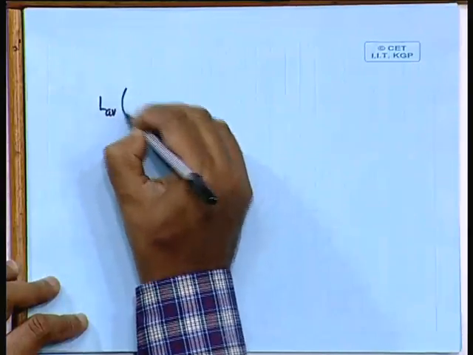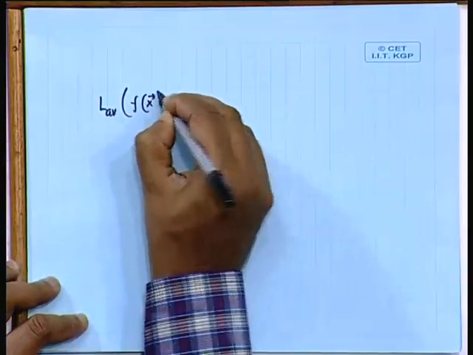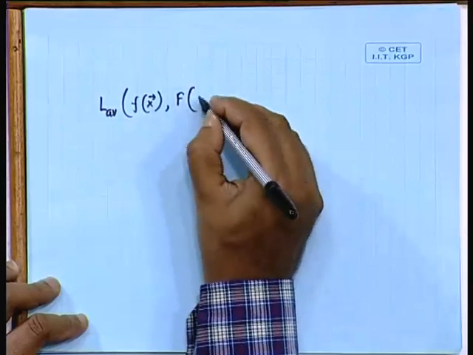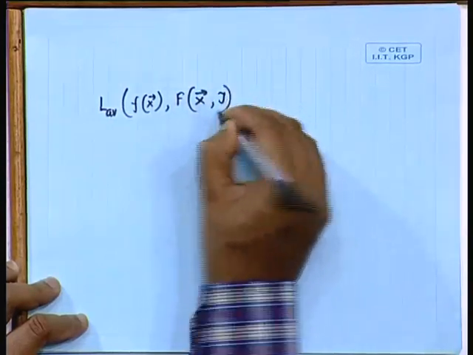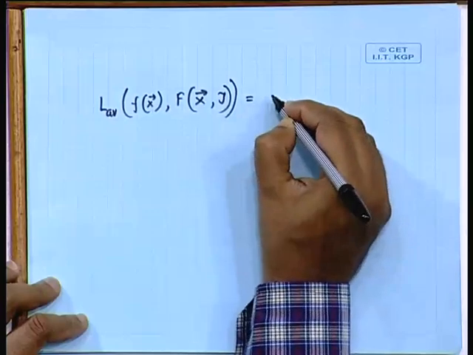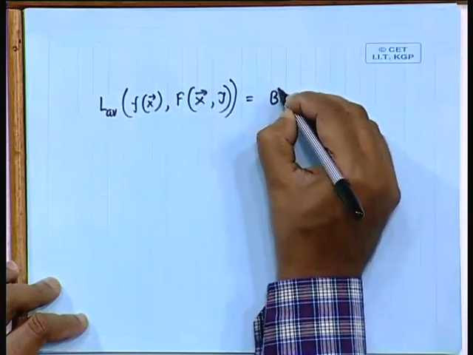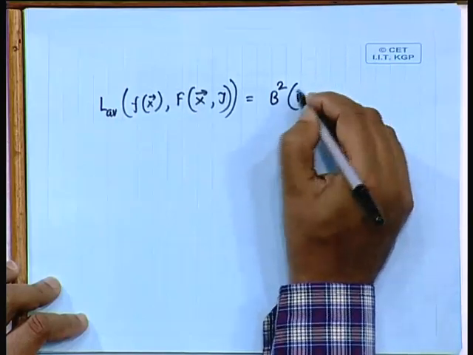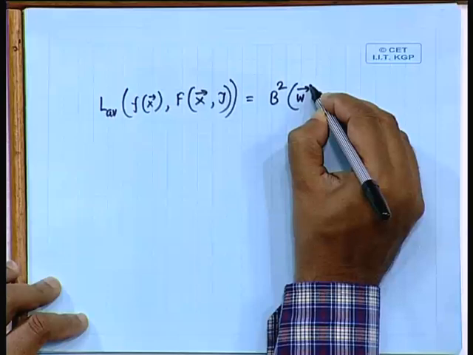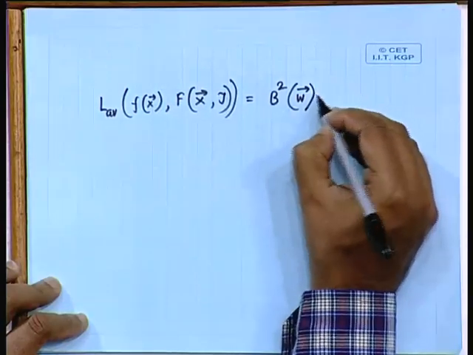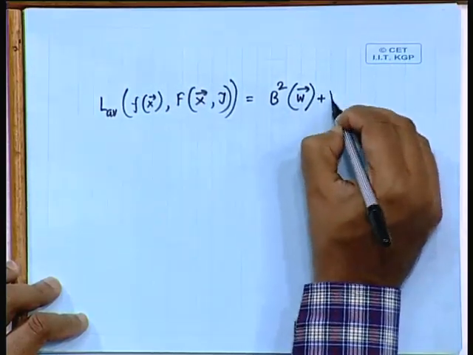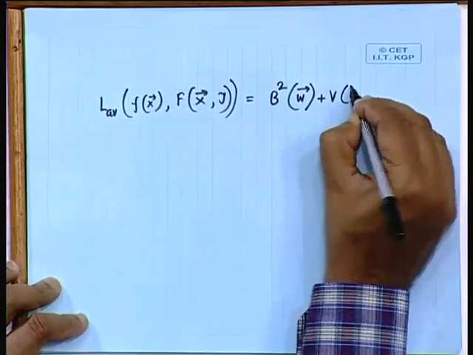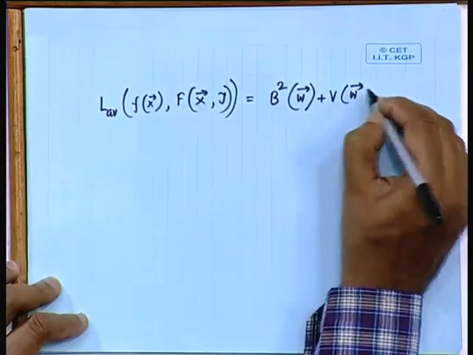So, we can just write down that L av of f x vector comma capital F x vector t. The natural measure of effectiveness will be nothing but the square of the bias term, which we can write simply as b square. As an argument we can only put the weight w, because after all that is the only variable, plus the variance term v w.